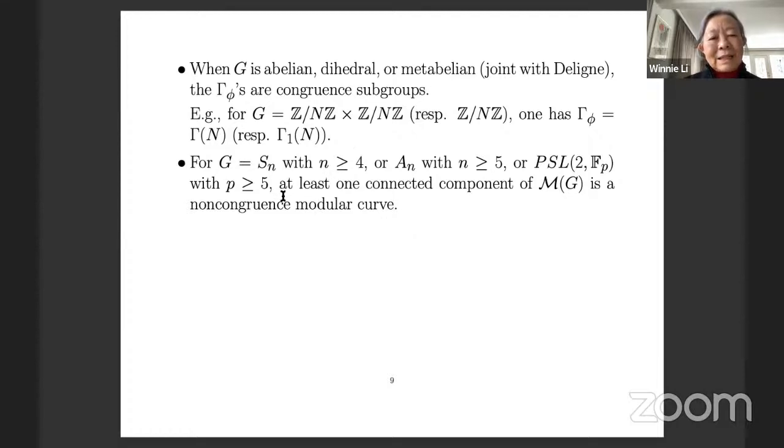And he also showed that if we take G to be the symmetric group on at least 4 letters, or the alternating group on at least 5 letters, or PSL2(p) with p a prime at least 5, then when G is like this, at least one connected component of M_G is a non-congruence modular curve. Okay, so I think Will will give all the details. I just give an overview of what he did.